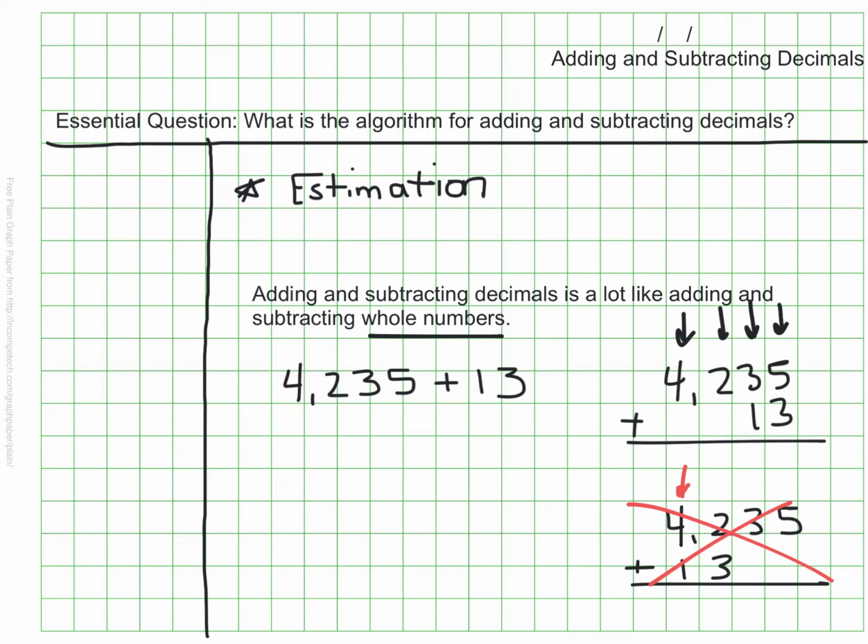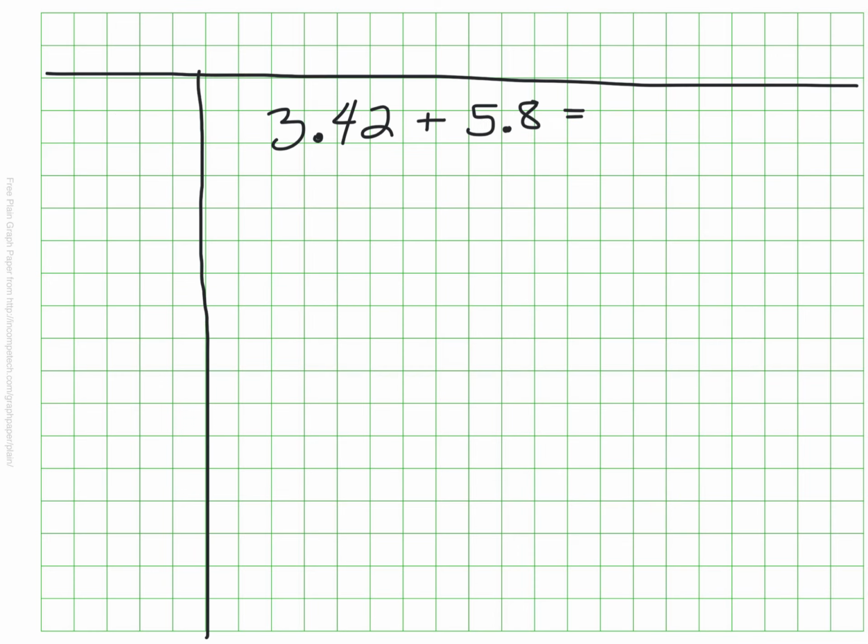Let's see how it looks with an example. So here I have 3 and 42 hundredths, and I'm adding 5 and 8 tenths. I'm just going to start first by estimating. So I know that 3 and 42 hundredths is about 3, and I know that 5 and 8 tenths is about 6. So my answer, if I do this correctly, should be in the ballpark of the number 9, right? So that's something I'm going to keep in mind as I'm going.